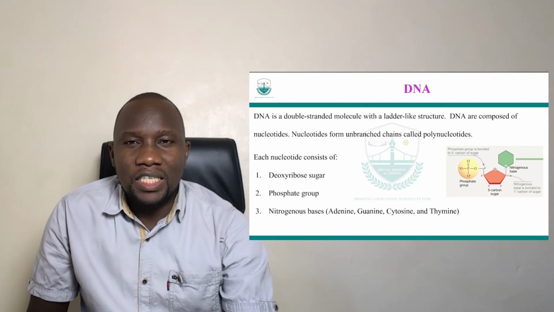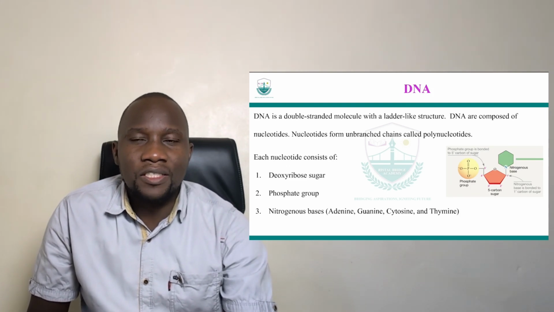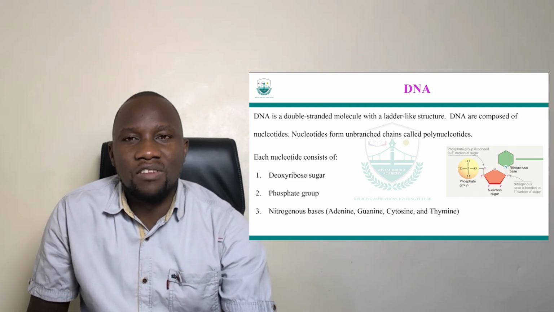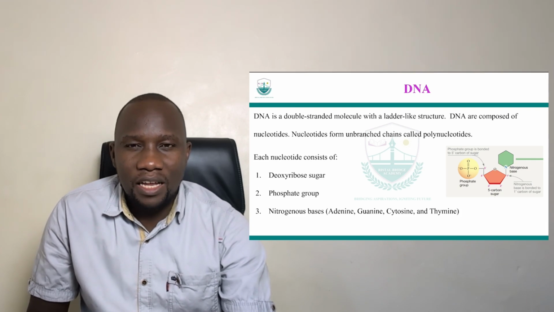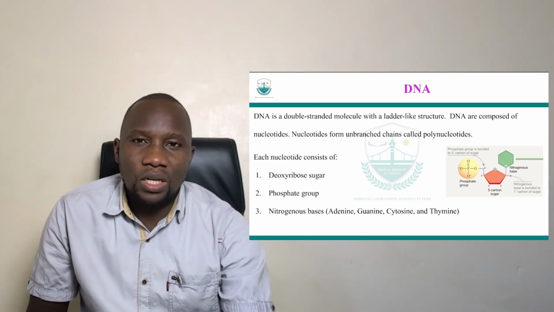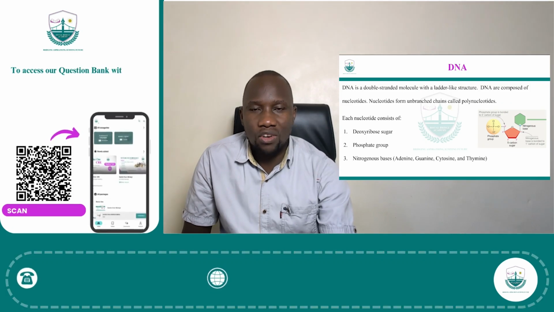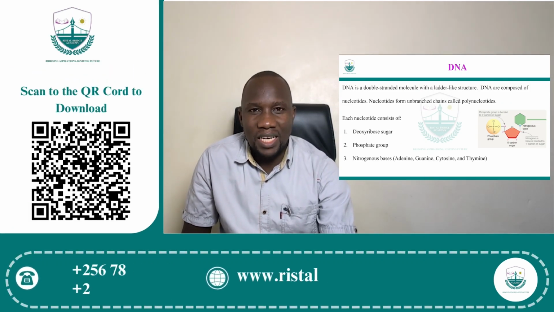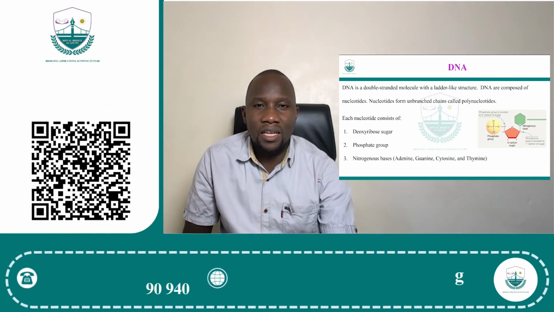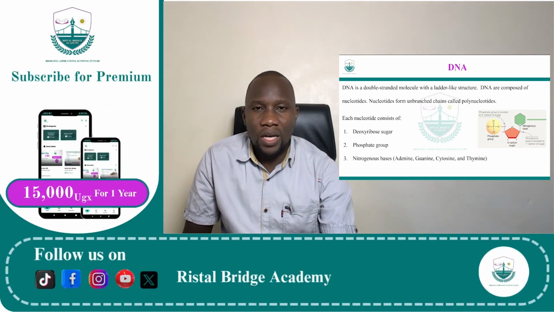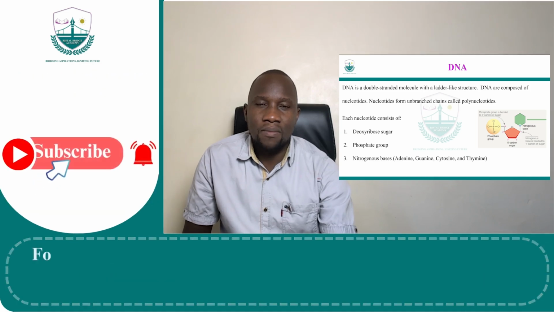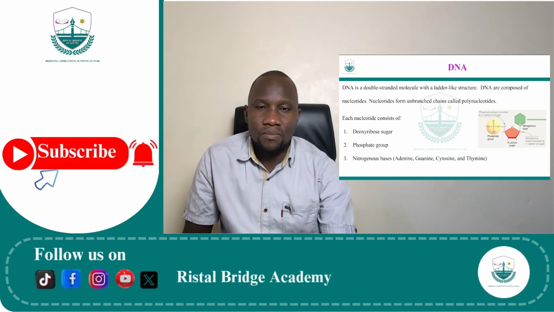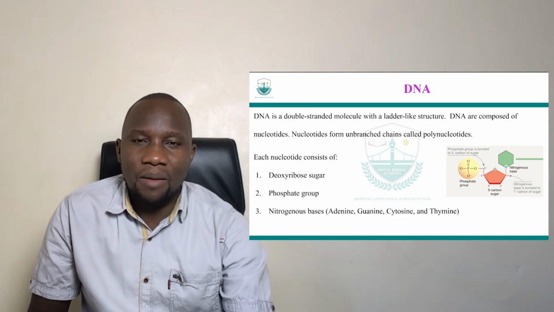So we start with the DNA. The DNA is the genetic material in most living organisms. The DNA is a double-stranded molecule, meaning that it has two strands. And these strands appear like a ladder. So we say that the DNA is a double-stranded structure that has a ladder-like appearance.